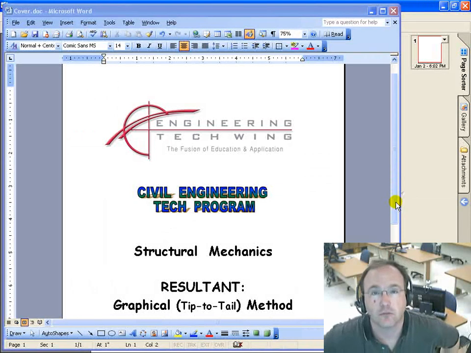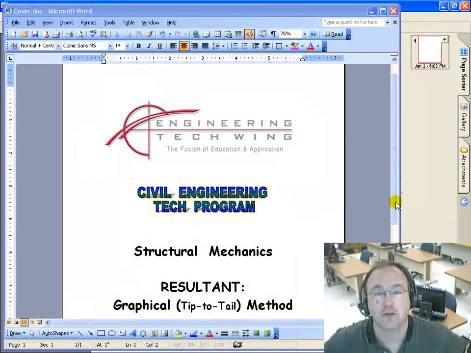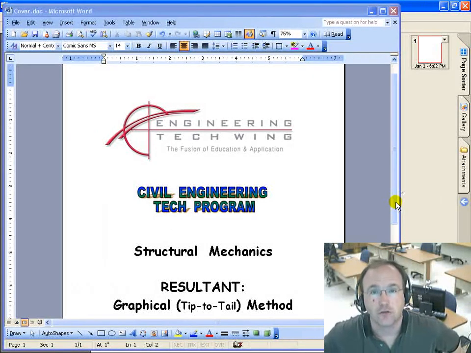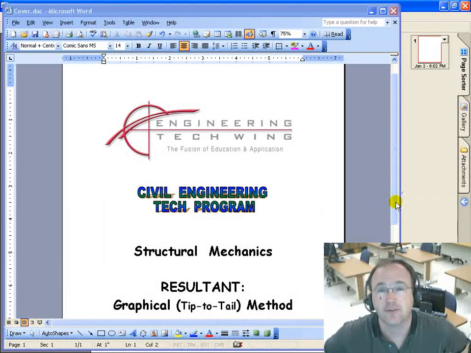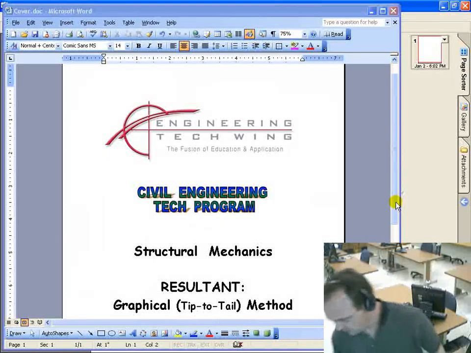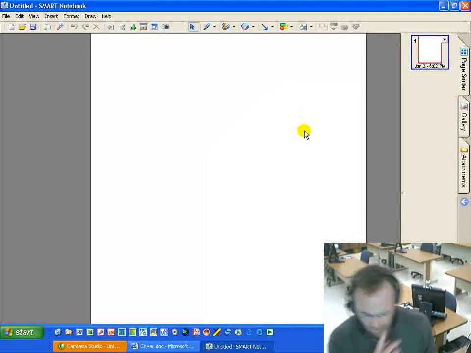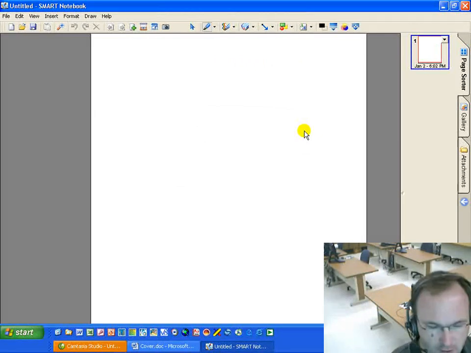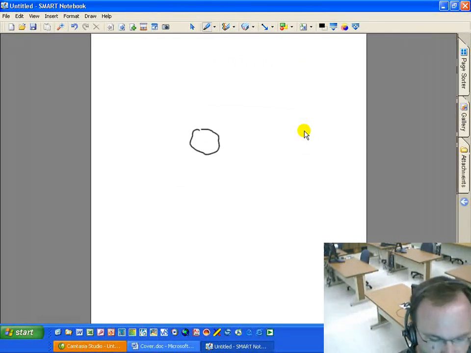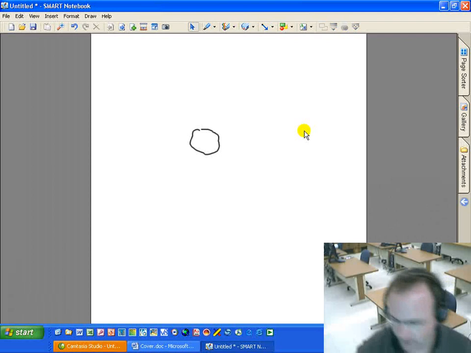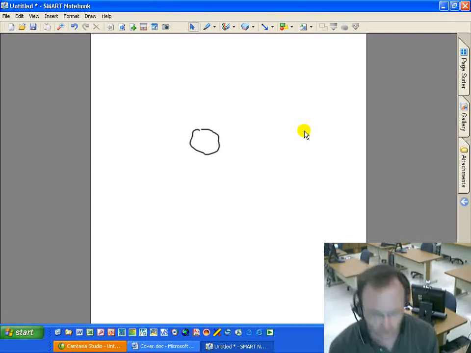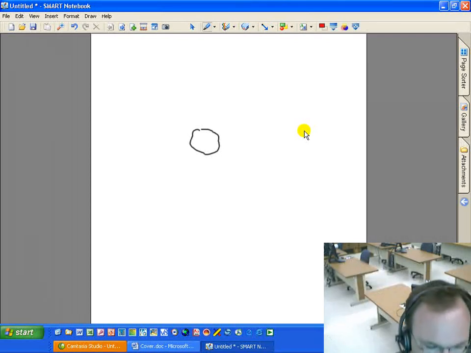This one for structural mechanics deals with determining the resultant using a graphical solution, commonly referred to as the tip-to-tail method. Let's take a look at a scenario. If we have a point, an object, and we want to determine what the resultant force is on this by three forces acting on it.